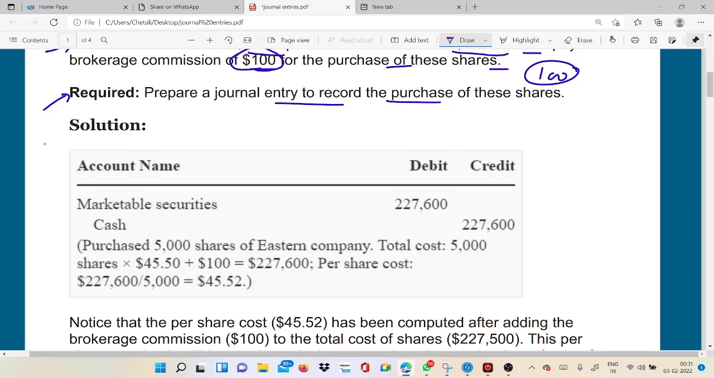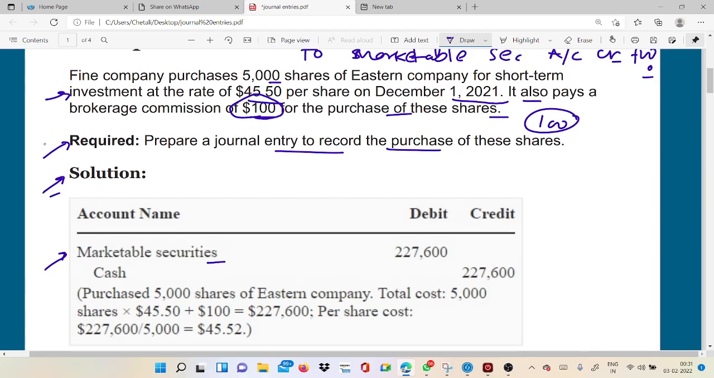Okay, so let's discuss the solution. What would be the entry? Marketable securities. Because this is a purchase entry and this is a cash one, so here the total purchase is 5,000 shares of Eastern Company, with the total cost.